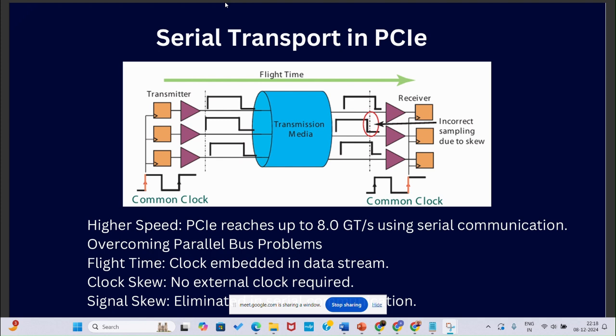You can't, right? So on the receiver side, there is something called CDR, clock data recovery circuit. CDC is different, that is clock domain crossing. This is different. I'm calling it clock data recovery, CDR.